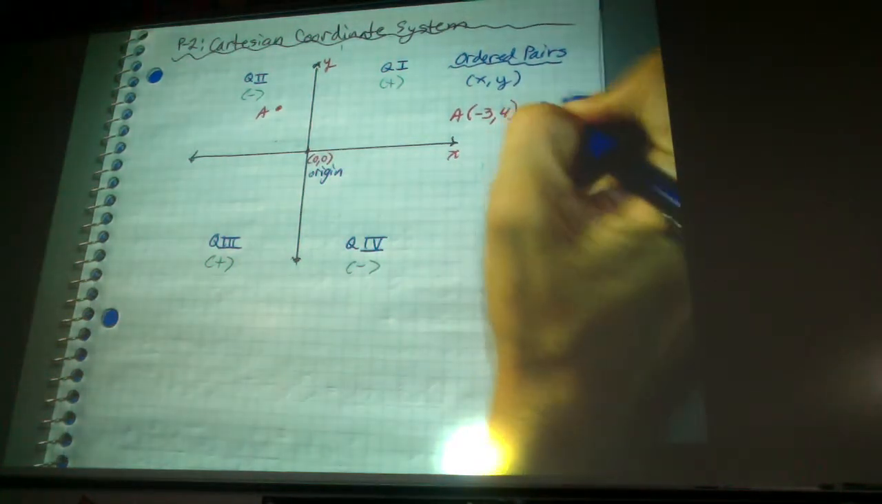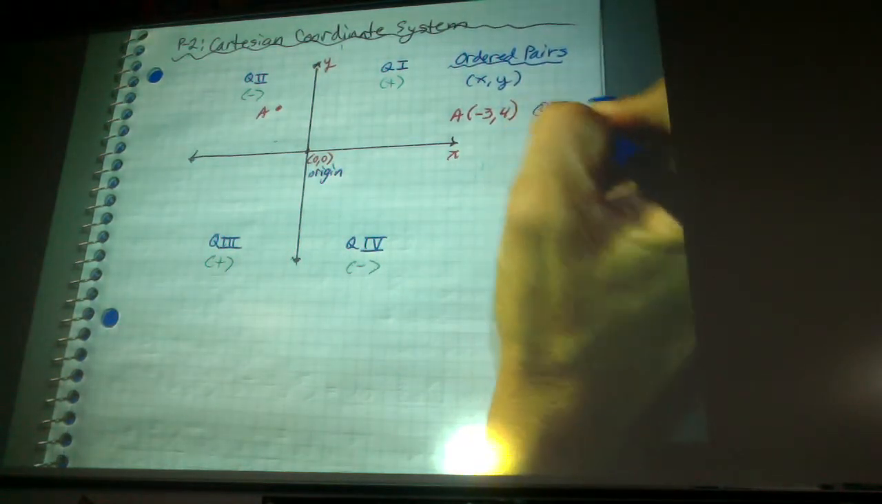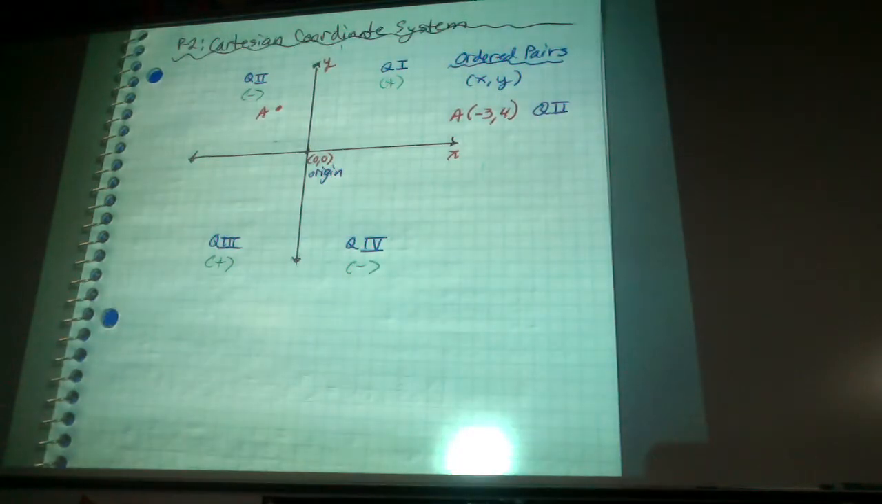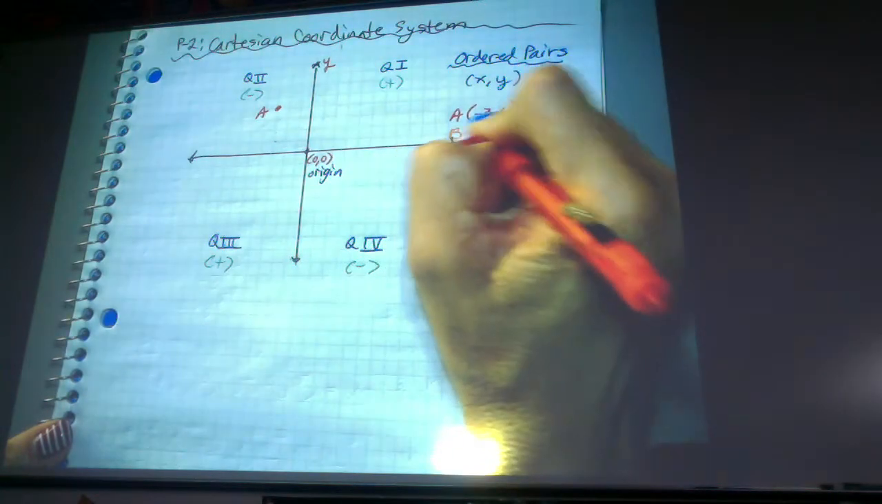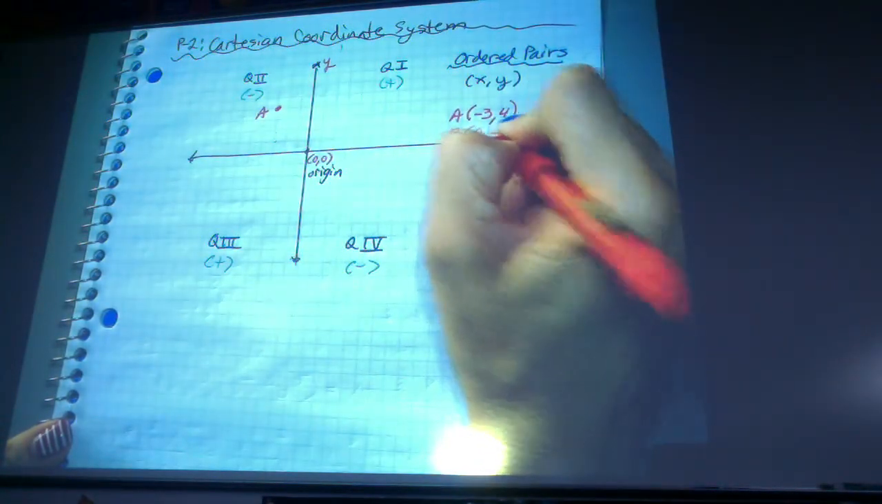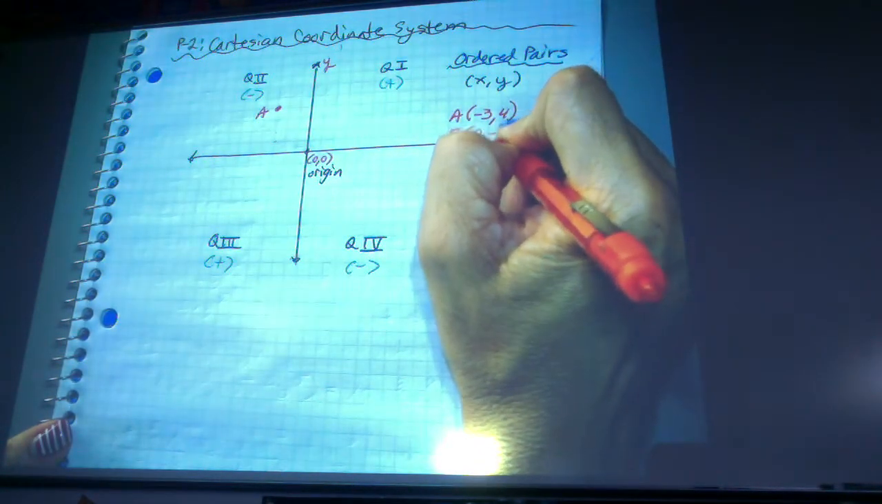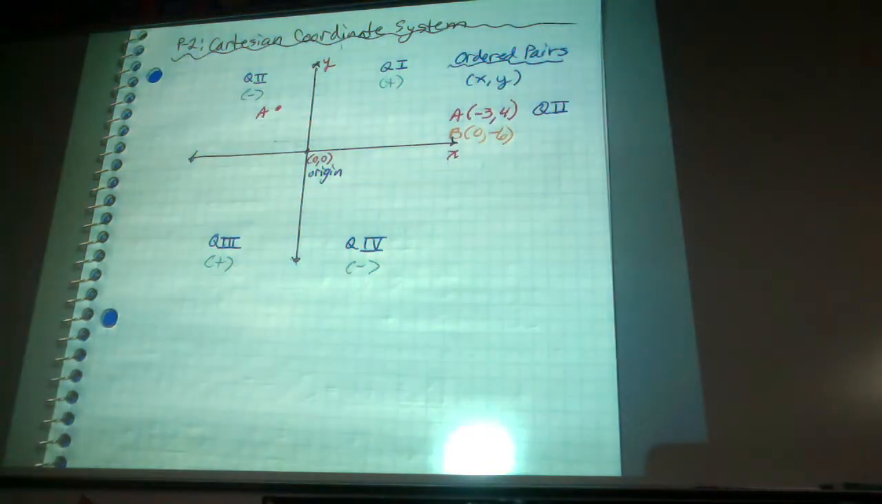It is in quadrant II. Now plot the point, it's the only other point we'll do. Plot the point B as in boy at 0, -6, and tell me what quadrant that is in.